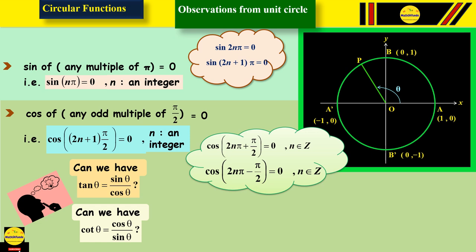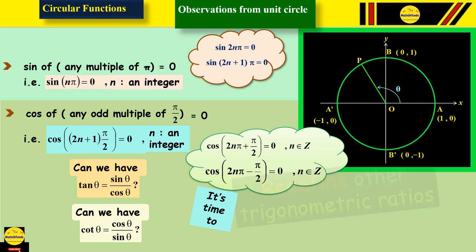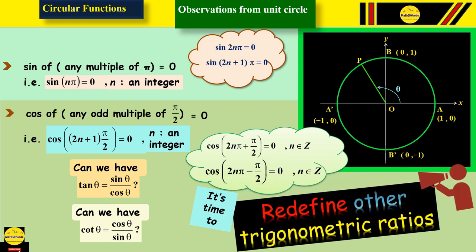Similarly, just look at cot theta. Cot theta is cos theta upon sin theta. In the denominator you have sin theta, and now at positions A and A dash, we have seen that sine of those angles has become 0. That means such a sin theta quantity cannot appear in the denominator. So is that not something which is prompting us to redefine our previous trigonometric ratios, which we have already learned? So now it is time to redefine our trigonometric ratios.